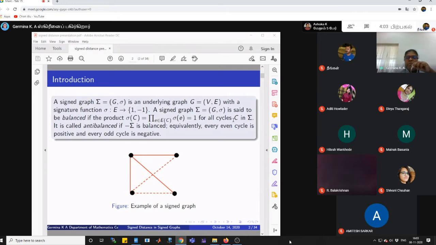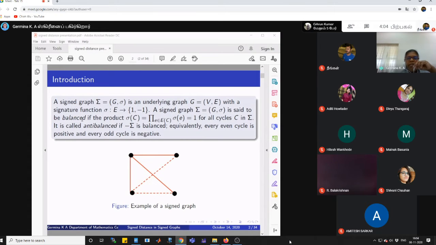So a signed graph Σ = (G, σ) is said to be balanced. Balance theory is the first theory that comes into our mind when we think of a signed graph. In any signed network, how far it is balanced, or whether the given network is balanced, is a question in sociology, psychology, everywhere. Whenever you deal with a signed network, the question of balance comes first. So today we will discuss the term balance in terms of signed distance.